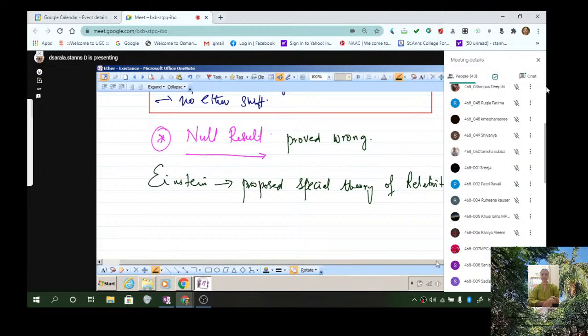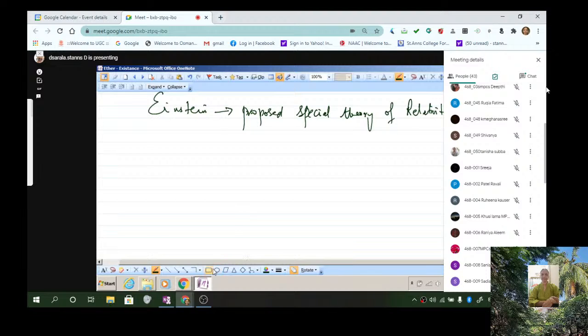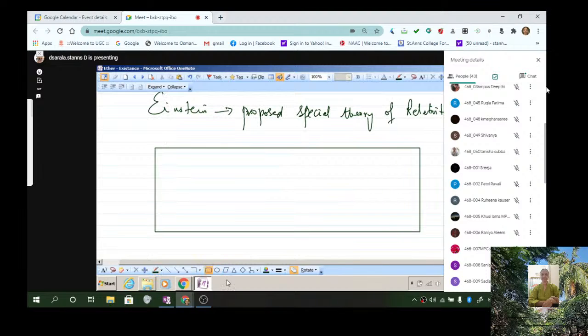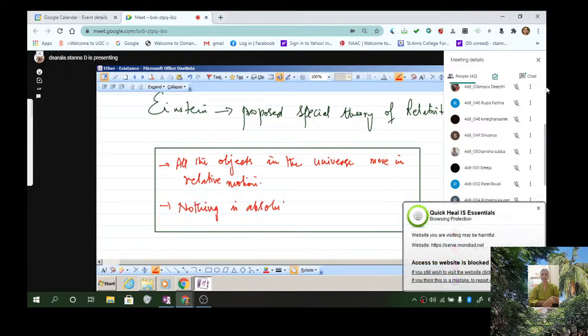And what is very important of this theory is, please make a note, all the objects in the universe move in relative motion. That means nothing is absolute. Nothing is absolute.